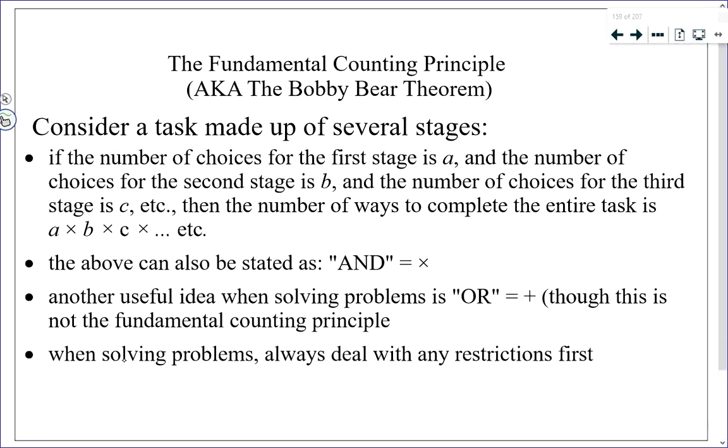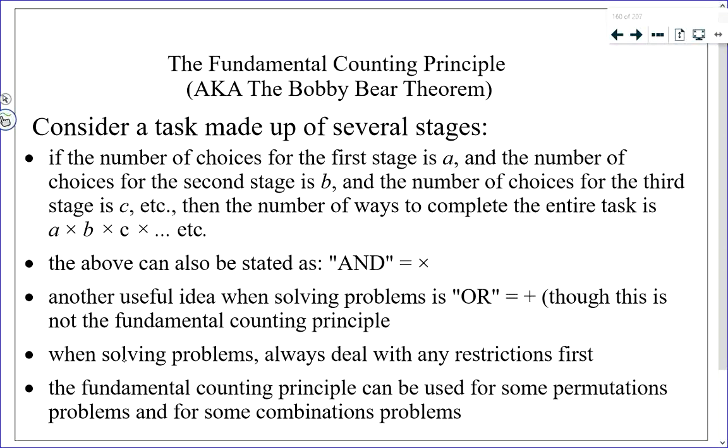When solving problems, make sure you deal with restrictions first. We've gone through enough of these for you to know that. The most difficult thing in this unit, of course, is trying to figure out how to interpret what the question is saying into a fundamental counting principle situation. Sometimes it's a permutation, sometimes it's a combination. Again, I mention that because some people mistakenly believe that the fundamental counting principle is about permutations because that's where it's presented in your textbook. And it's about permutations or combinations.